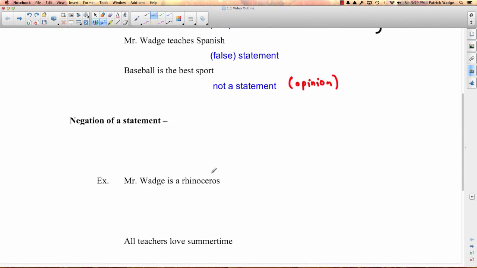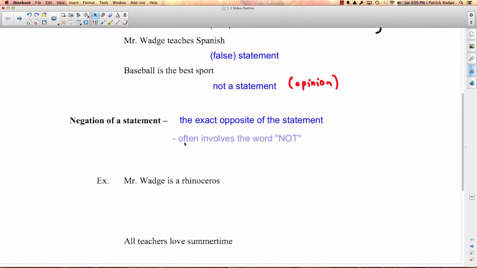Okay, the negation of a statement. If you negate something, what do you do? It's like you deny it. You say no to it. And that leads us to what negation of a statement is. It's the exact opposite of the statement. So it often involves the word "not", and either the statement or its negation is true.